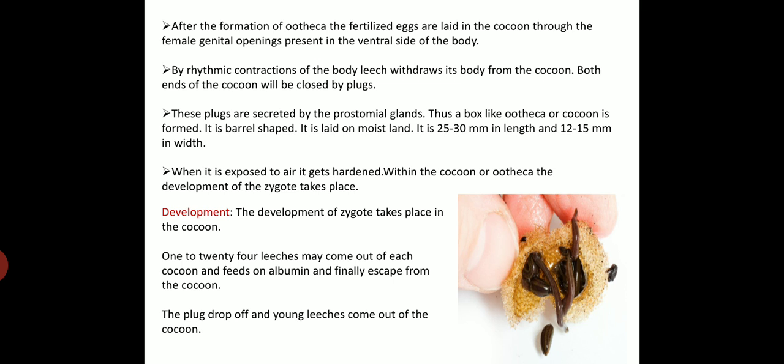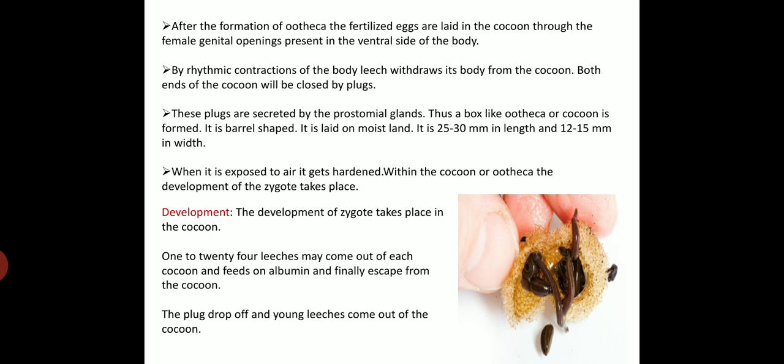It is barrel-shaped. It is laid on moist land, and it is about 25 to 30 mm in length and 12 to 15 mm in width. When it is exposed to air, it gets hardened. Within the cocoon or ootheca, the development of the zygote takes place. Here is the picture where you can see the presence of the cocoon along with the development.